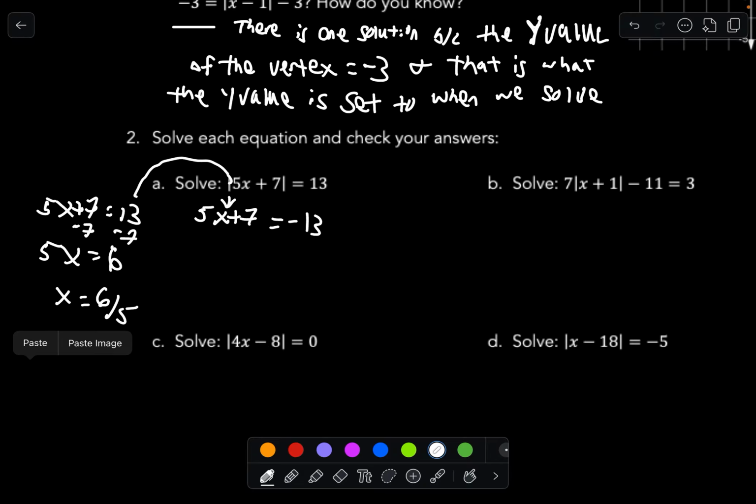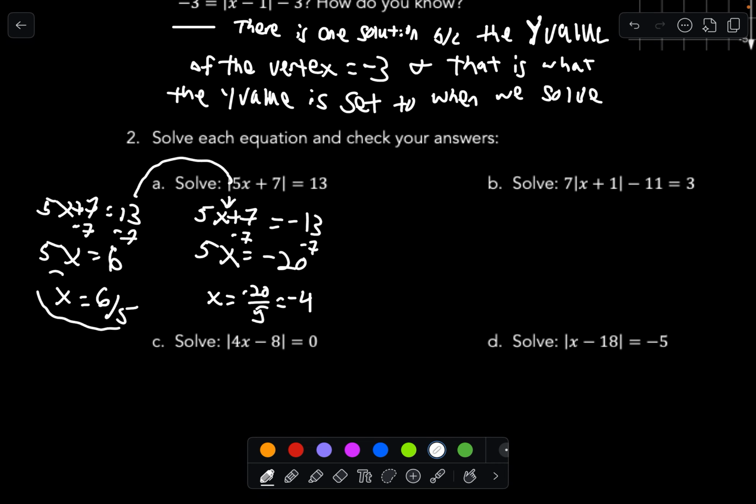Here we subtract 7, we got 5x equals -20, because we subtracted 7. And then dividing by 5, we get x equals -20 divided by 5, which is -4. So these are our two solutions. I wish that would have been 6/7 instead of 6/5.